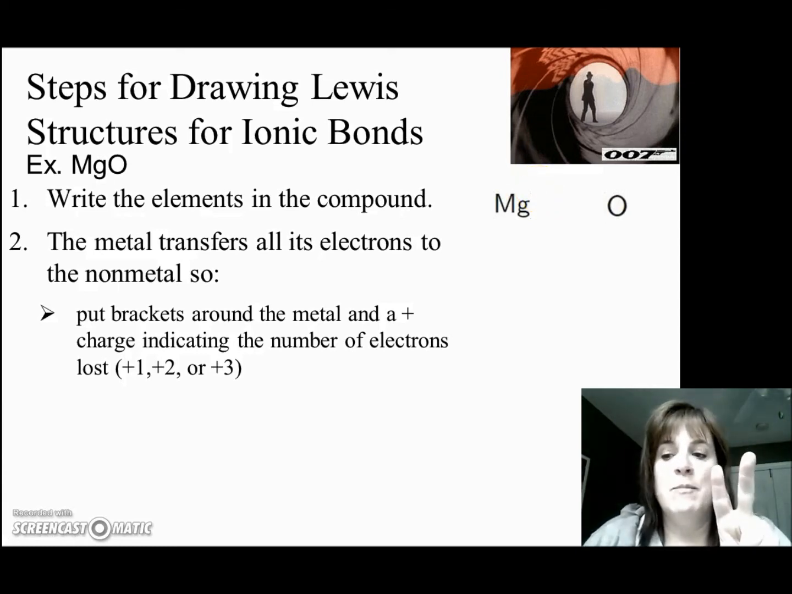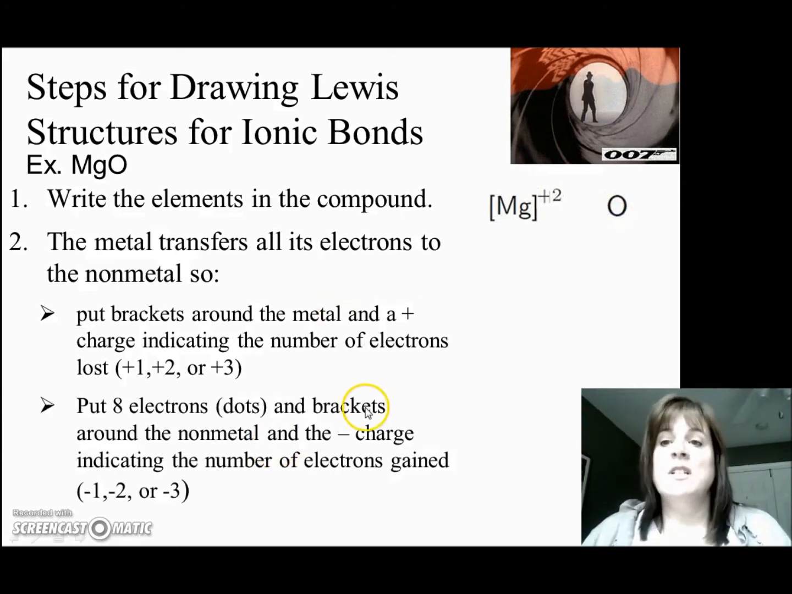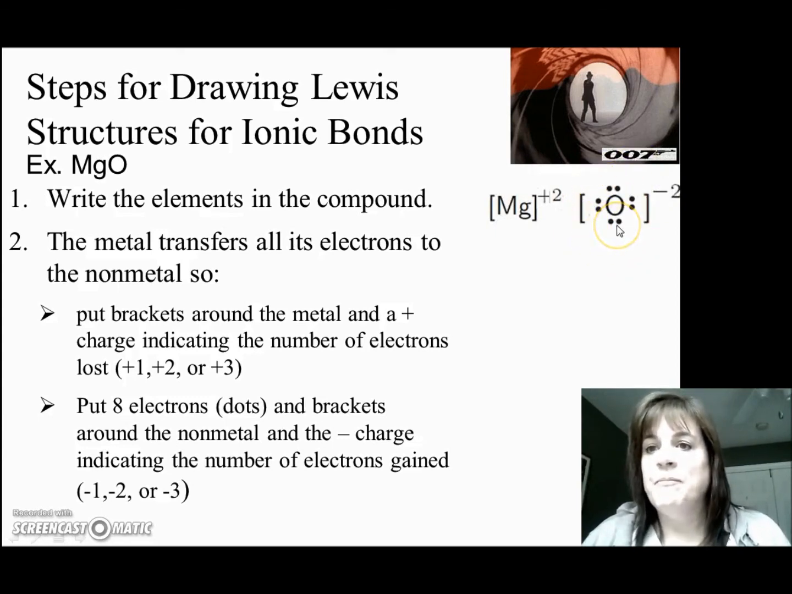So magnesium was in column 2. It had 2 to give. So I'm going to write magnesium with brackets and a +2 to show that it lost 2 electrons. Now, my oxygen, right, took all of the electrons. So I'm going to put 8 dots around the oxygen. And then I'm going to put brackets and the charge on the outside to indicate how many electrons oxygen gained. So here are all my 8 dots, brackets, -2.